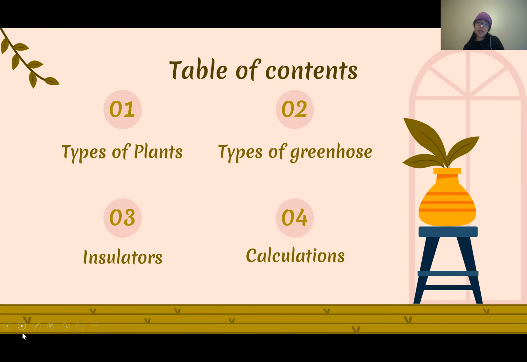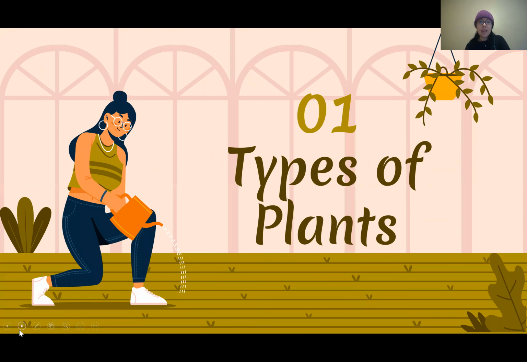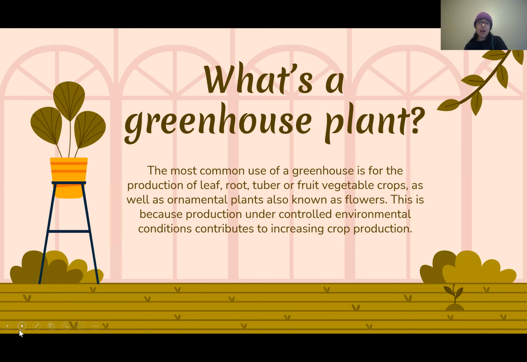Now we're going to explain types of plants, types of greenhouse, the insulators, and the possible calculation you will need to make for this task. Let's start with the types of plants. Greenhouse plants are used mostly as leaf, root, tuber, or fruit vegetable crops, but they can also be used for ornamental plants, which are mostly known as flowers. This is because inside the controlled environmental conditions, crop production can increase, which is better for the population and everyone in general.